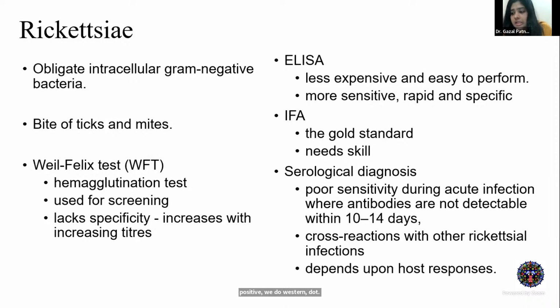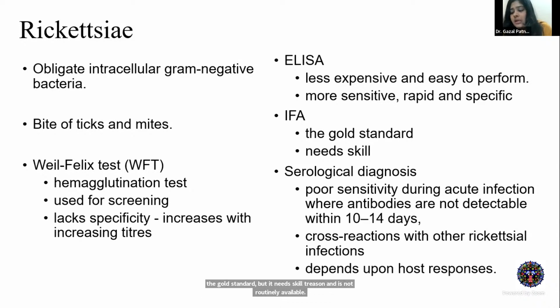Coming to rickettsia, rickettsial infections are caused by obligate intracellular gram-negative bacteria. It is usually transmitted to humans by bite of ticks and mites. Diagnosis is based on culture, nucleic acid amplification, and serological tests like the Weil-Felix test, ELISA, rapid diagnostic test, and immunofluorescence assay. The Weil-Felix test is a hemagglutination test which is widely used for screening. ELISA is less expensive and easy to perform. Immunofluorescence remains the gold standard, but it needs skill, precision, and is not routinely available.